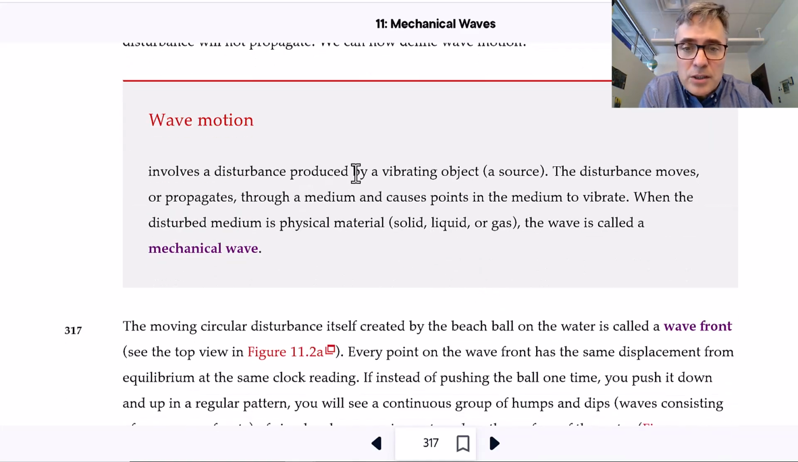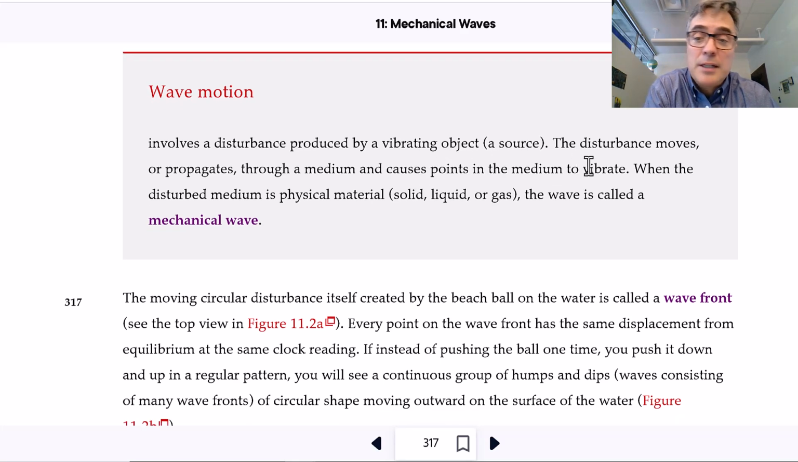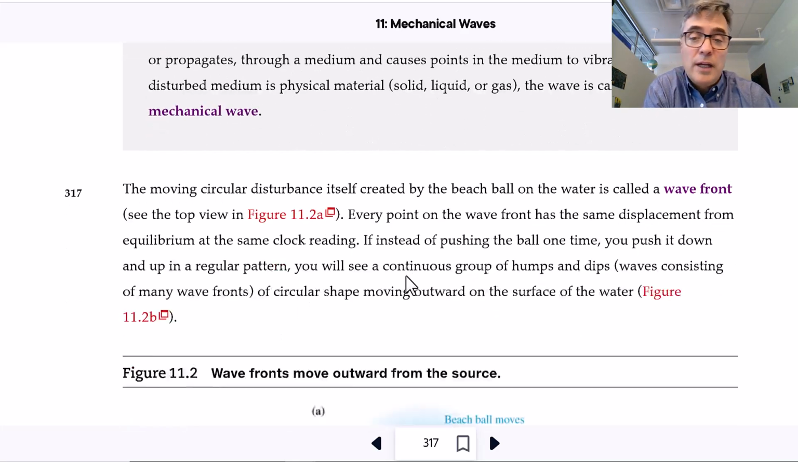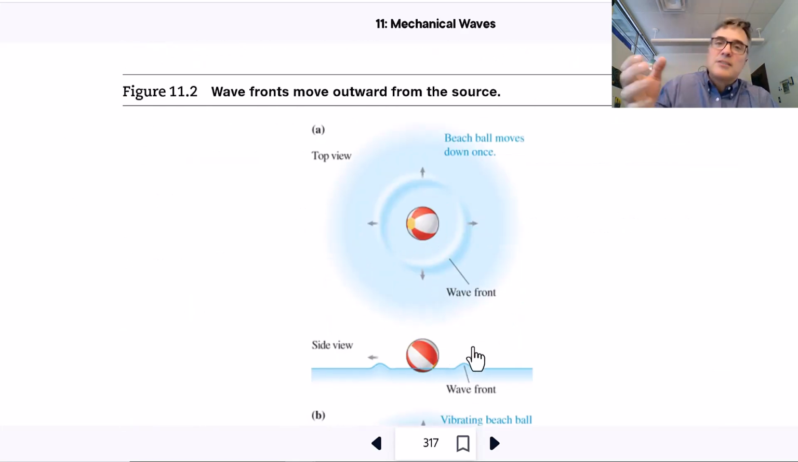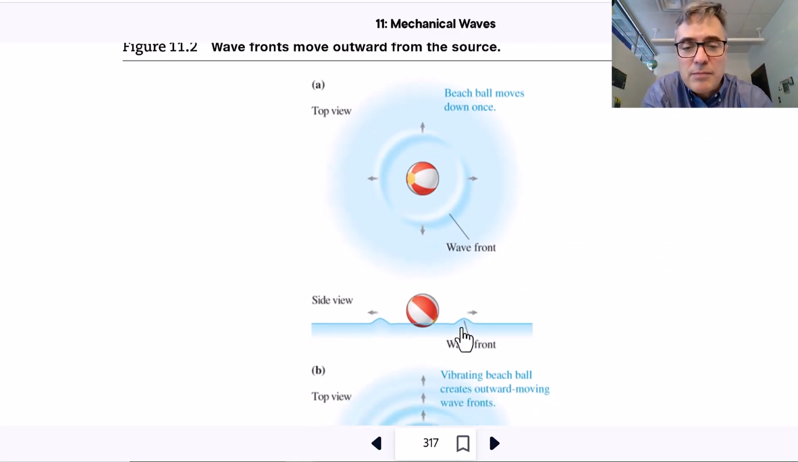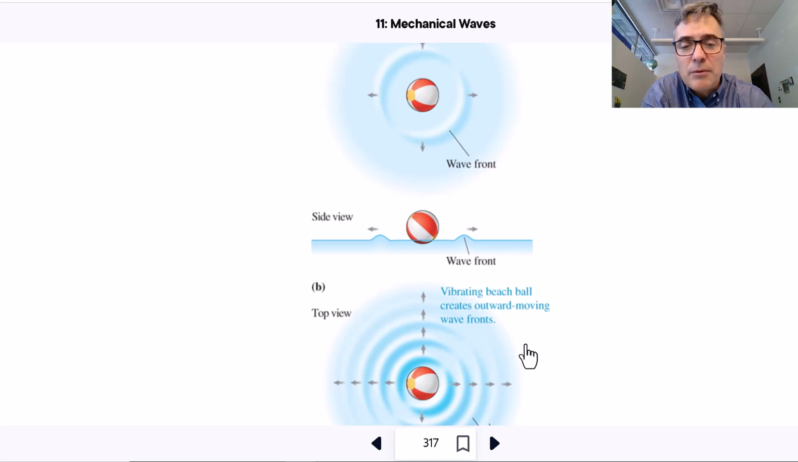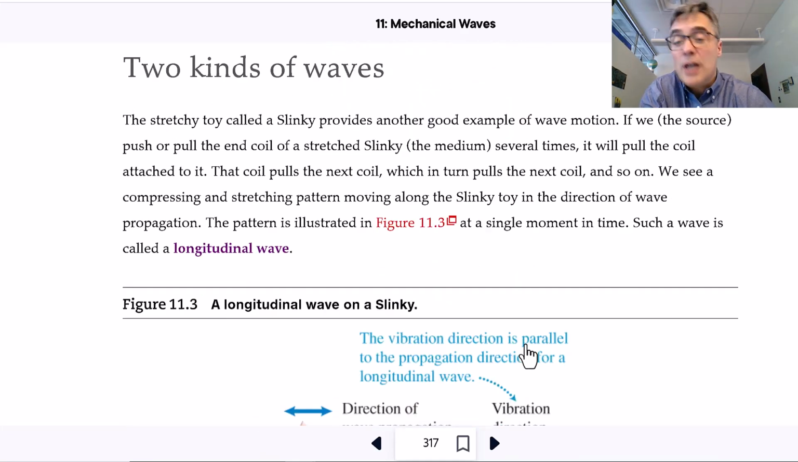It's a disturbance produced by some vibrating object. So this kind of links you back to chapter 10. The disturbance moves through a medium and causes points in the medium to vibrate. When the disturbed medium is a physical material, the wave is called a mechanical wave. And so this beach ball hitting the water, you can imagine these what are called wave fronts. They expand out circularly, but as viewed from the side, there'd be these little bumps that would move outward at some kind of speed.